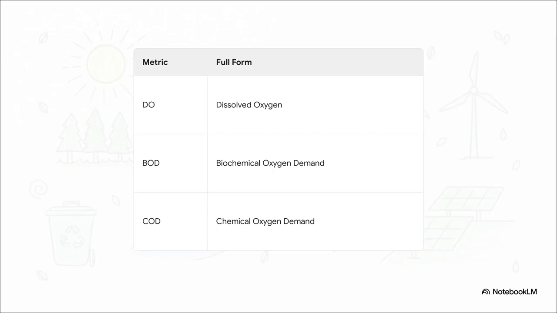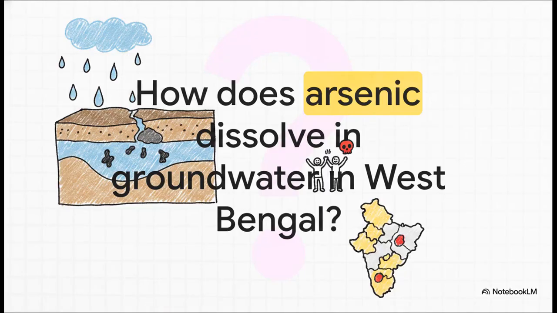Finally, there's COD, Chemical Oxygen Demand, which measures the total oxygen required to chemically burn up all the organic pollutants. Understanding the relationship between these 3 is the ultimate key to measuring water quality. But water pollution isn't just about oxygen levels. The 2023 exam highlights a highly specific, localized threat: arsenic contamination in groundwater aquifers.